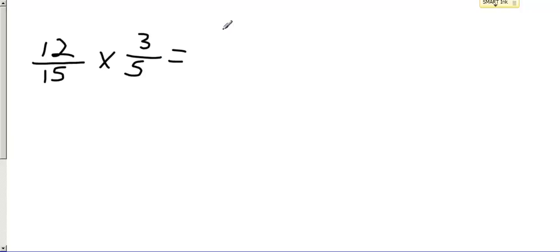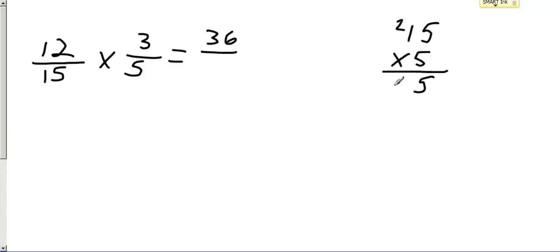This time we'll try 12/15 times 3/5. All right, so 12 times 3 is 36. 15 times 5 is, I have to do it on the side. Can't do that one in my head. 5 times 5 is 25. Carry my 2. 5 times 1 is 5, plus 2 is 7. I get 75.